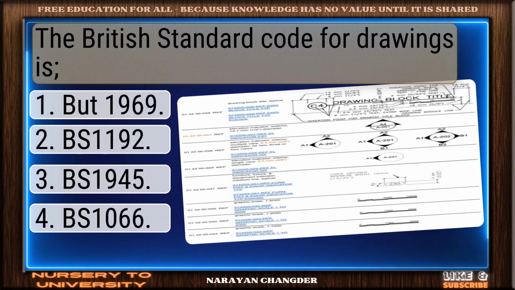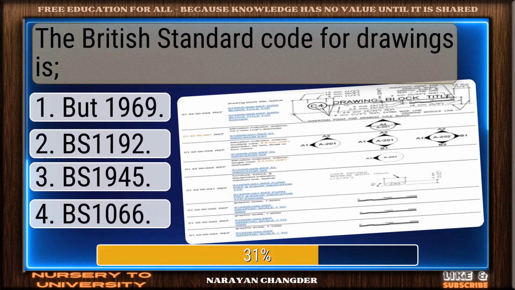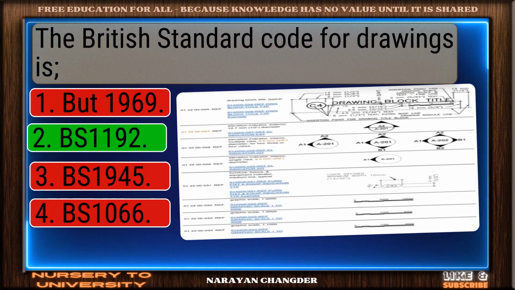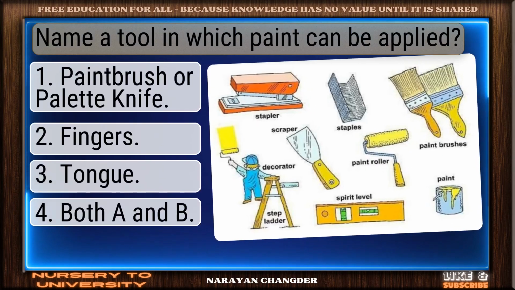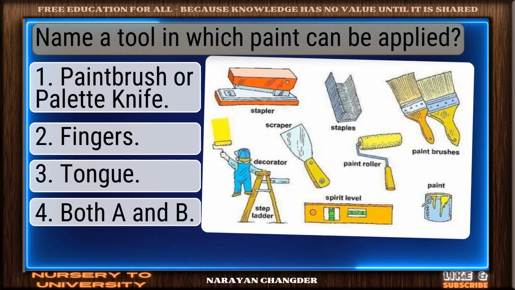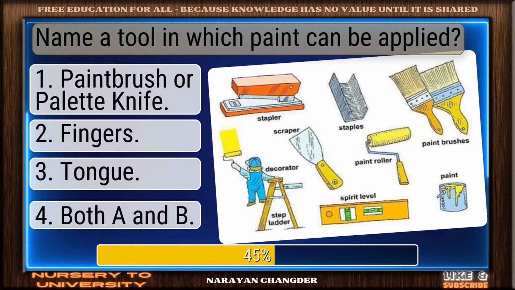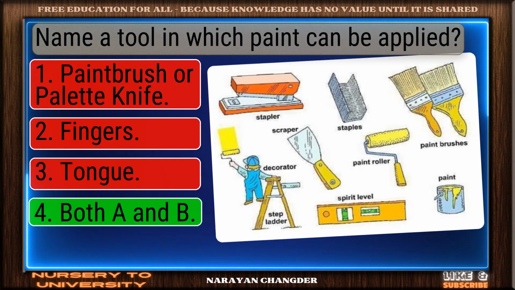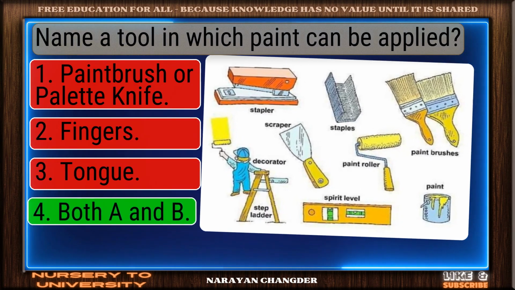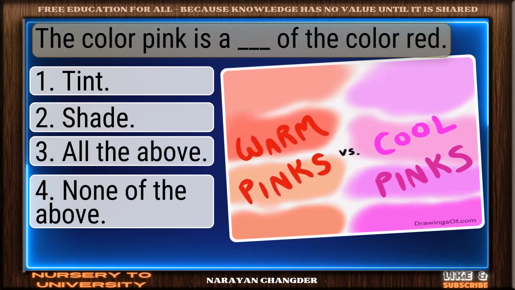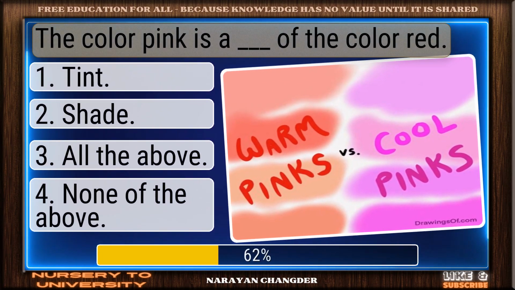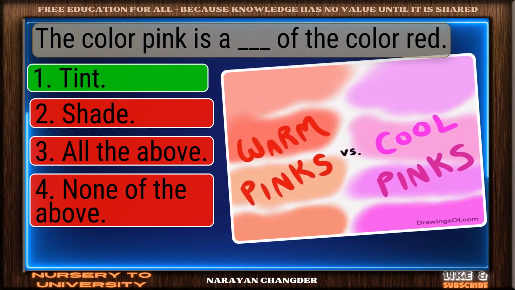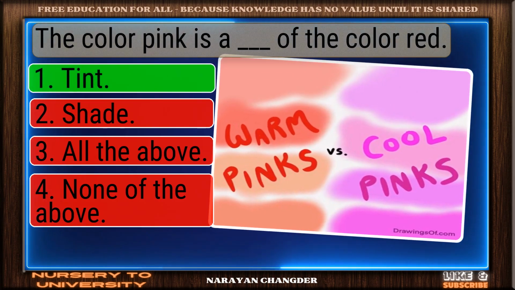The British Standard Code for drawings is? Exactly, Blend 92 makes sense and it is the right choice. Name a tool in which paint can be applied. Well done. Both A and B is the right choice. The color pink is a dash of the color red. On track. Tint is the correct answer.